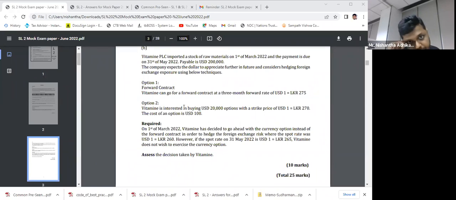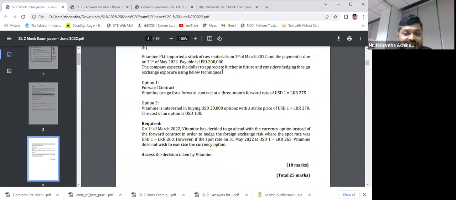Vitamin PLC, part B. Vitamin PLC imported a stock of raw materials on 1st of March 2022. On 1st March you are importing material, and the payment is due on, remember the date, 31st of May 2022. The payable is $200,000 US. The company expects the dollar to appreciate further in future and considers hedging.